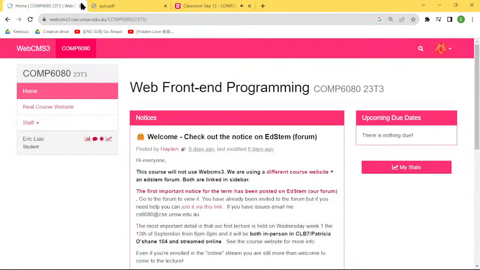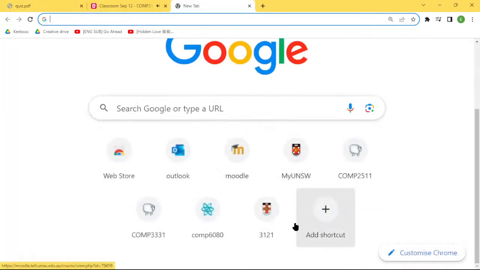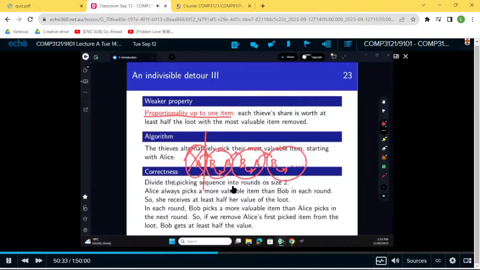So let's do a 10-minute break. And while we have our break, feel free to think about the divisible case when we have 3 agents. Okay, I'll see you in 10 minutes.